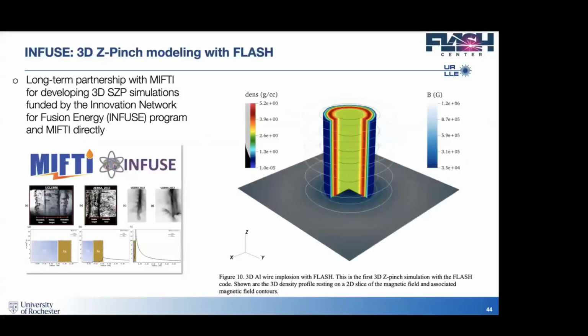A big outcome of that partnership was an Infuse grant that allowed us for the first time to actually take these Z-pinch capabilities and turn them into 3D simulations. Now, this is the very first aluminum liner implosion. It's essentially an aluminum wire that we're imploding in Z conditions.